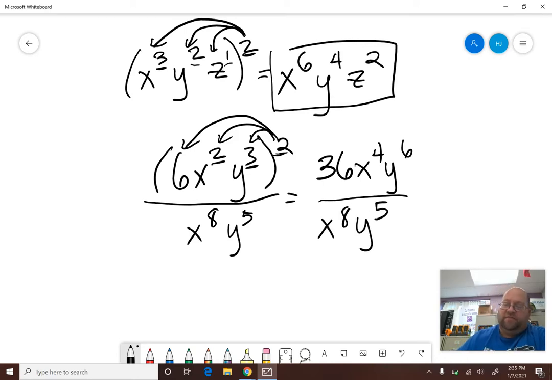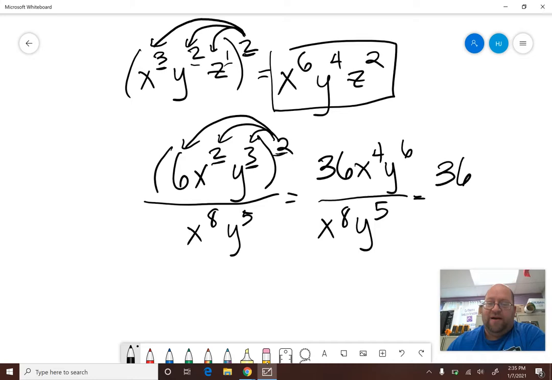Okay, so now it goes back really to what we learned on the first day when we were talking about product and quotient. Actually, I guess it's the second day. So now the 36 is just going to stay where it is. And now I've got to think about these x's. Okay, so I have 4 x's up here on top. I have 8 x's on bottom.